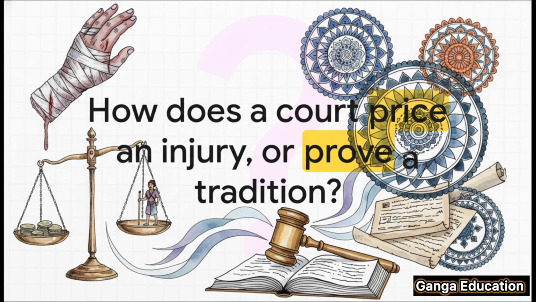One is deeply personal. It's about one person's physical harm. The other is about an entire community's unwritten rules, stuff that's been passed down for generations. But here's the thing. A fair and just legal system has to have a solid way to handle both. And that's exactly what we're going to explore today.